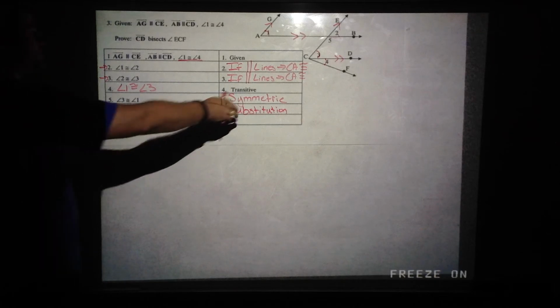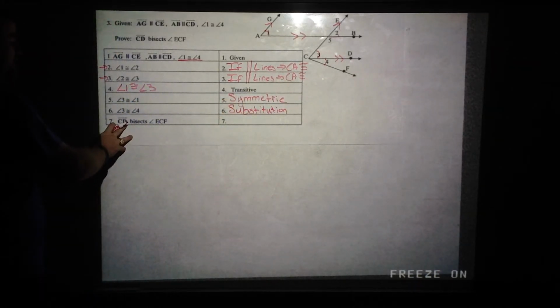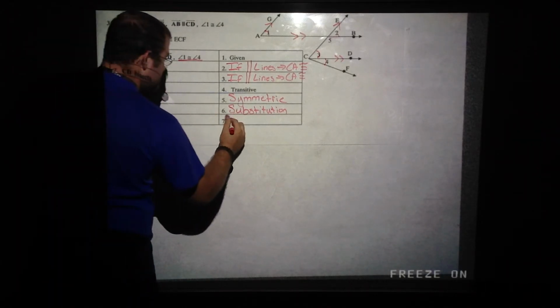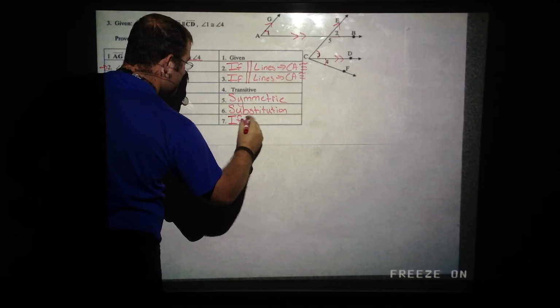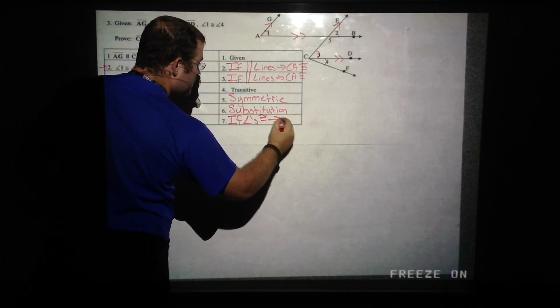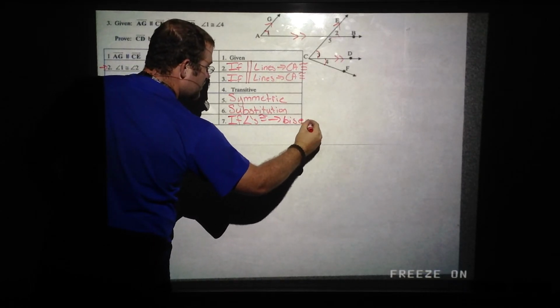Since we've proven that angle 3 and angle 4 are congruent, we can now prove that CD bisects angle ECF, and that is if our angles are congruent, then it bisects.